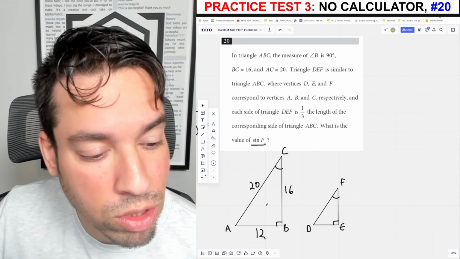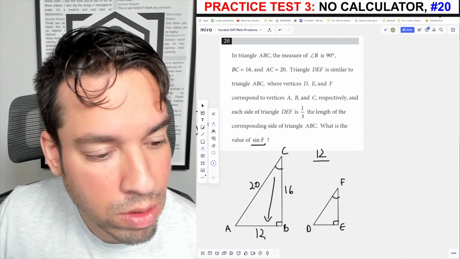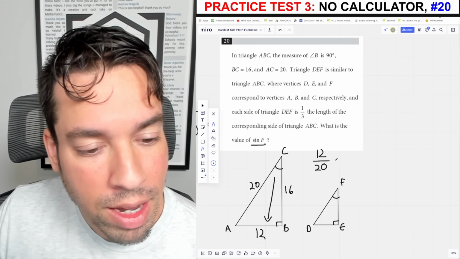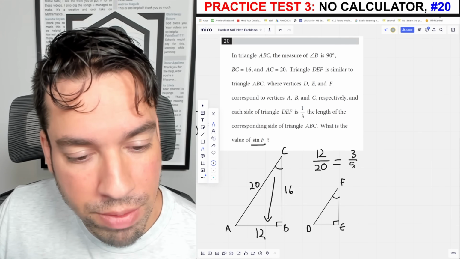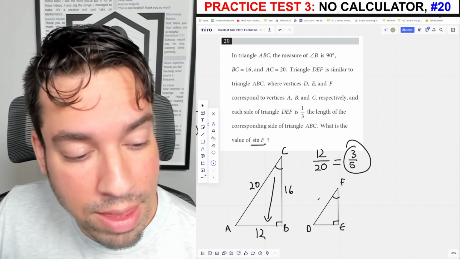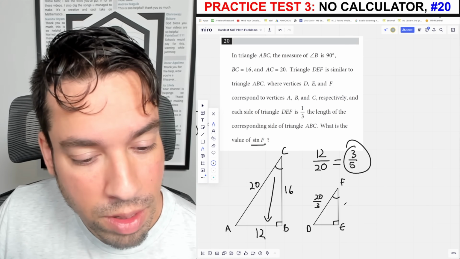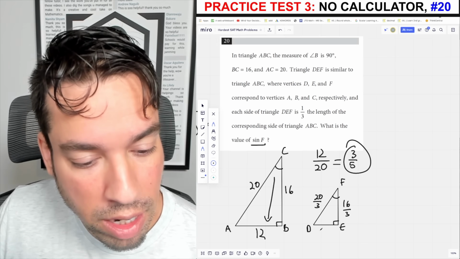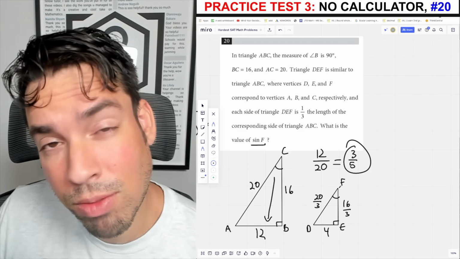I already have my values. So it's simply opposite 12 over hypotenuse, which is 20. And then this reduces by dividing top and bottom by 4, and we get 3/5 as the most simplified answer, and we're done. Now, if you did take the bait and actually fill in all these values, it would be 20/3, 16/3, and 12/3, which is 4. And then if you want to take sine of F, you'll still get the same answer.